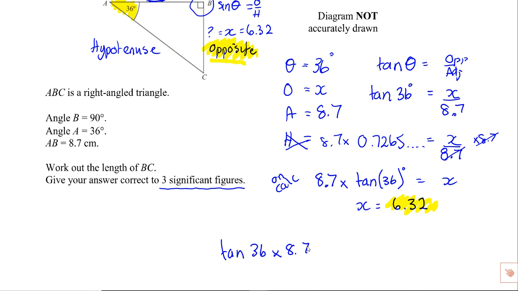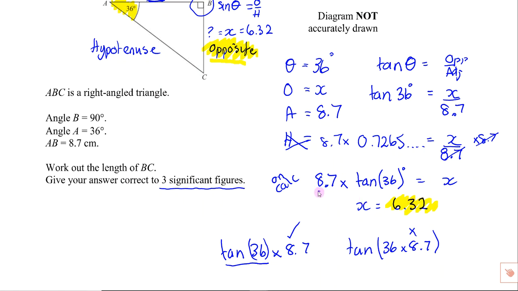Well, the truth is, it doesn't matter as long as you put brackets around the 36, so I know it's tan of 36. If I do that first and then do times 8.7, it's absolutely fine. But if I were to do tan of 36 times 8.7, you get a different answer. Okay? So that's fine. This would be wrong.